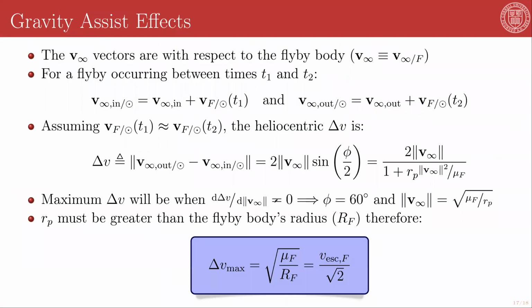And so our basic result is that the most delta V with respect to your original central body that you can squeeze out of a flyby will occur if you set up a flyby such that the turning angle is going to be 60 degrees, and the magnitude of the incoming infinite velocity will be the square root of the gravitational parameter of the flyby object divided by the periapse radius. Because the periapse radius must be larger than the body's radius, the absolute maximum delta V that you can accomplish using this model is equal to the square root of the gravitational parameter of the central body divided by its own radius, which is exactly the central body's escape velocity divided by the square root of 2.